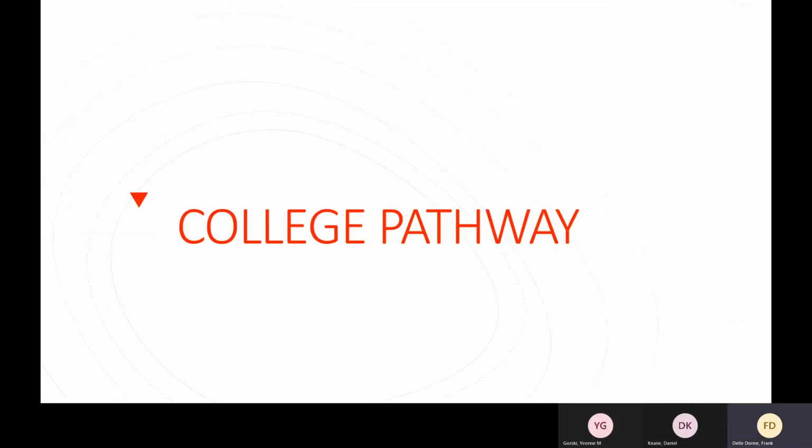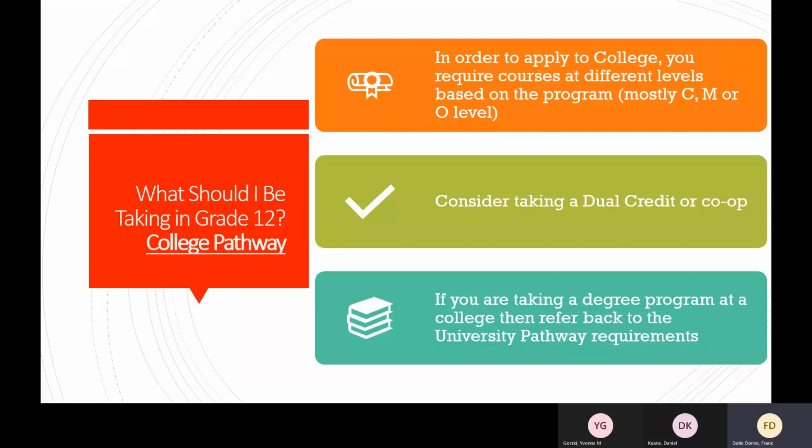The college pathway. The college pathway differs from university in that you do not require an average of 6 courses. All college programs list their required courses, so it is important that you review all college programs of interest. College program requirements differ greatly from college to college and program to program, so your research is really important.